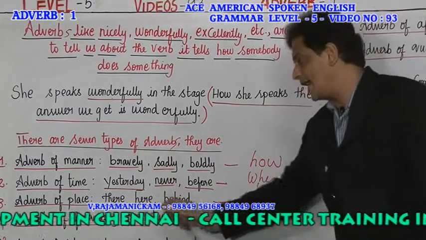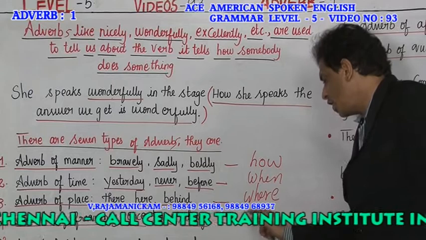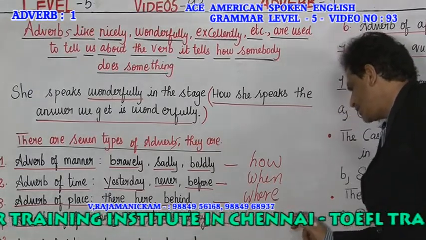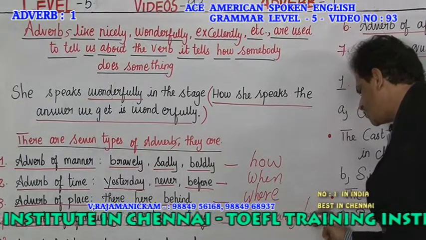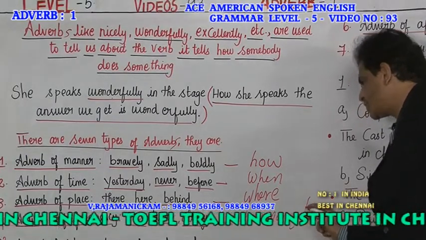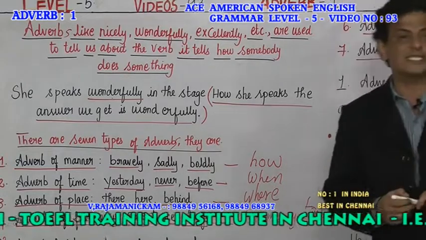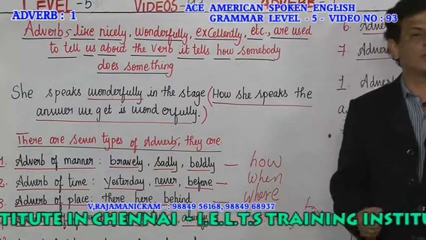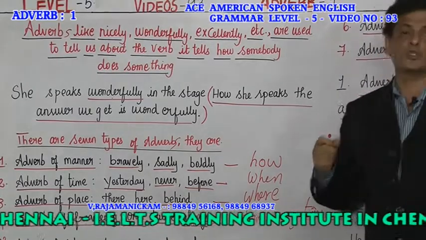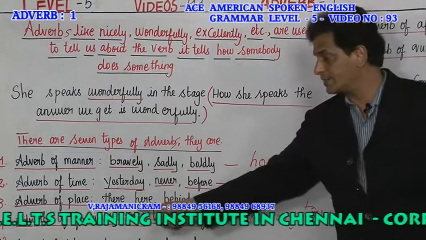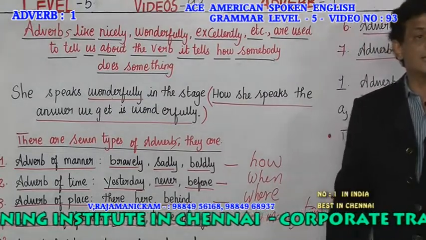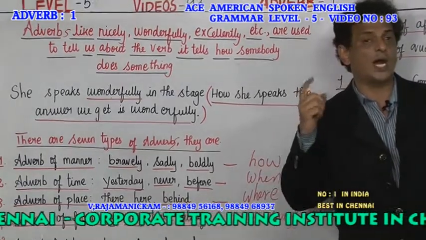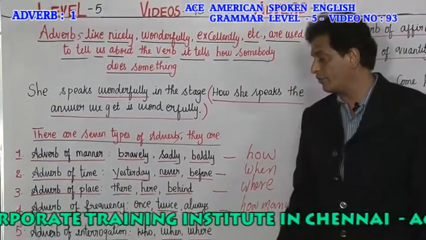Now adverb of frequency. How many times? You ask the verb a question, how many times? The answer you get is called adverb of frequency. He sings how many times? Only once. So it becomes adverb of frequency. He speaks how many times? Only once. So once becomes adverb of frequency.